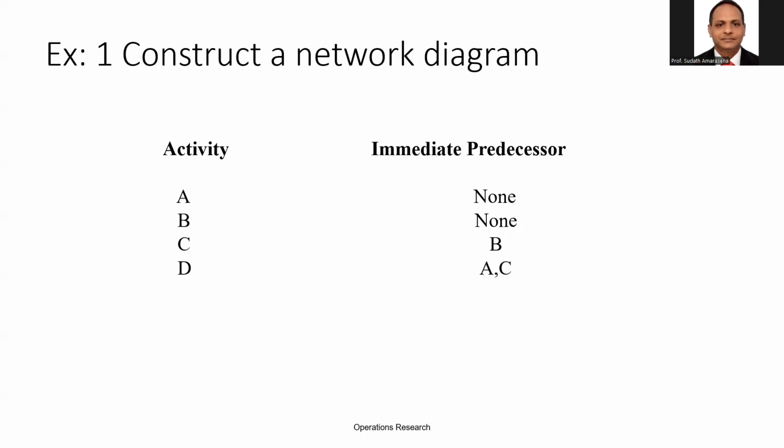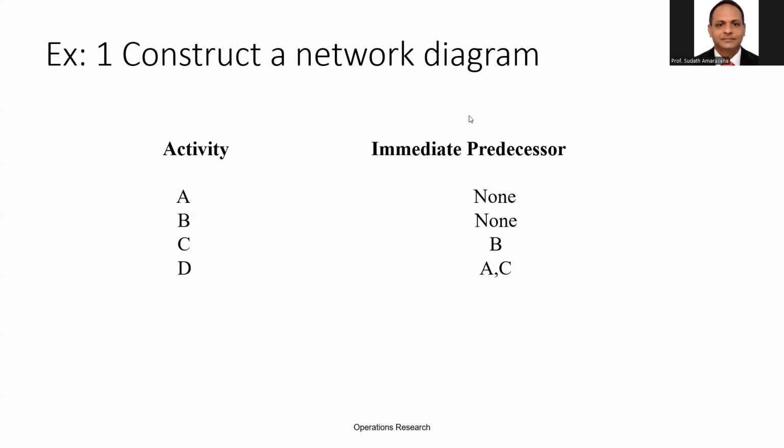For B, none, without completing anything, you can start B. Simultaneously, you can start A and B. For C, if you want to start C, we should complete B. If you want to start D, we should complete A and C both. Right? Okay, I'll go to the whiteboard and explain how to draw the network diagram for this particular example.